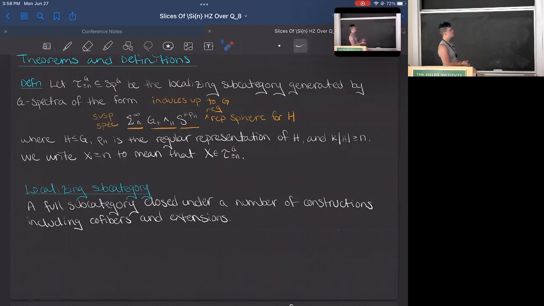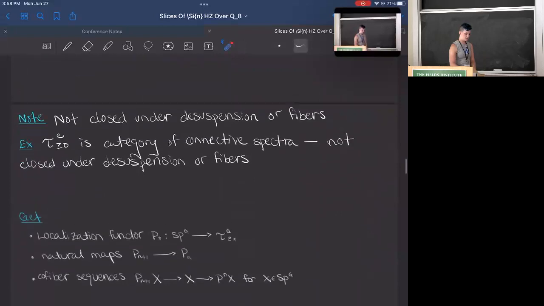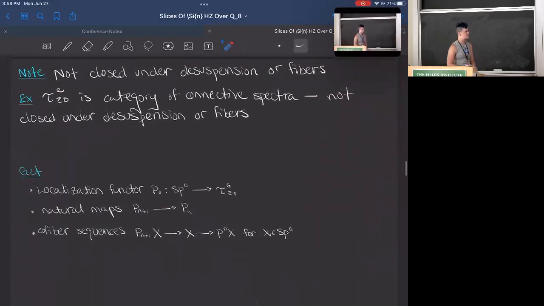Now, what is a localizing subcategory? It is a full subcategory closed under a number of constructions of particular importance, cofibers and extensions. It's important to note that a localizing subcategory is not closed under desuspension or fibers. So for example, if we take tau at least 0, that's the category of connective spectra, which is very much not closed under desuspension or fibers.